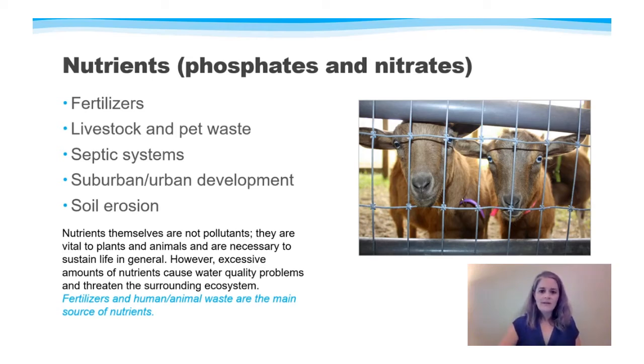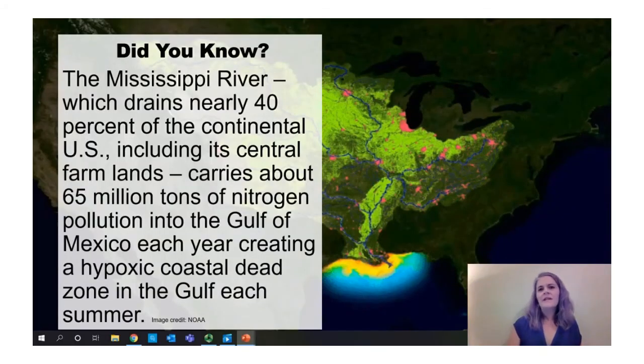The explosion of algae and weed growth can have negative consequences on various aspects of water quality, including dissolved oxygen levels. You may have heard of an area called the dead zone or hypoxic zone in the Gulf of Mexico. Each summer, a large area of the Gulf of Mexico is completely void of life due to water pollution. This is greatly due to the fact that the Mississippi River drains nearly 40% of the continental U.S., including central farmlands. This drainage carries about 65 million tons of nitrogen pollution into the Gulf of Mexico each year. And that is what creates that dead zone.